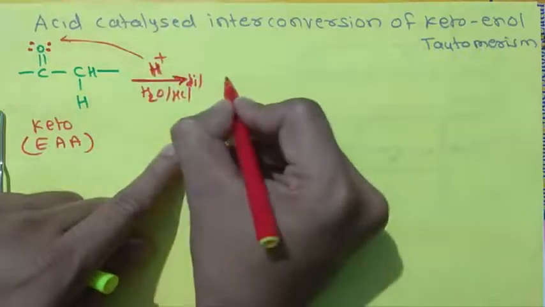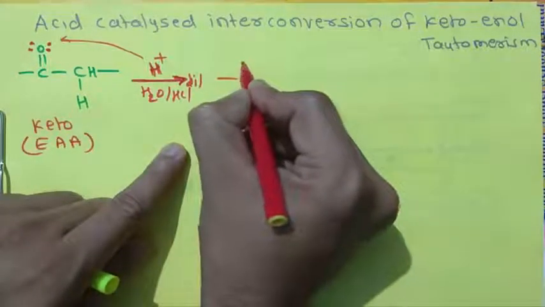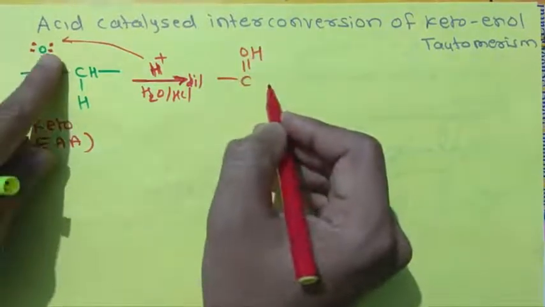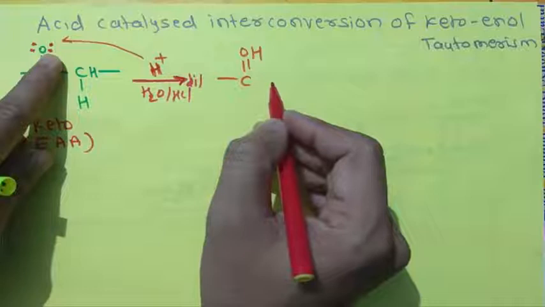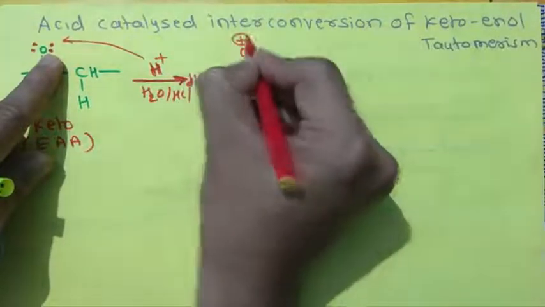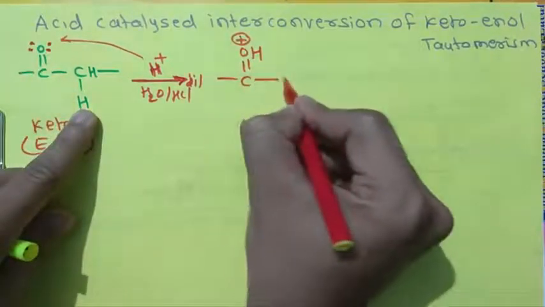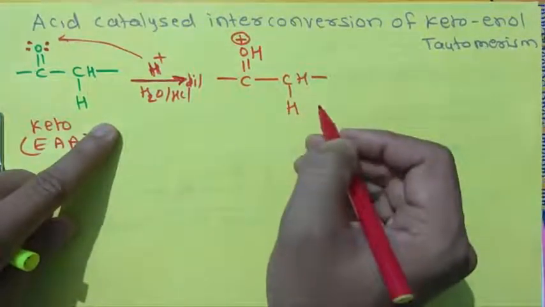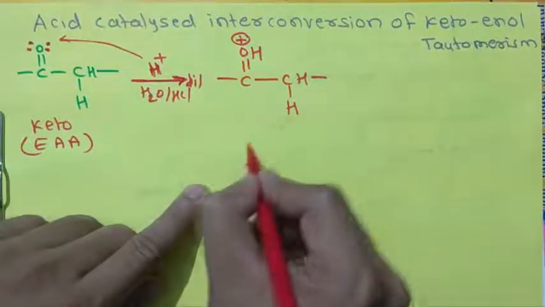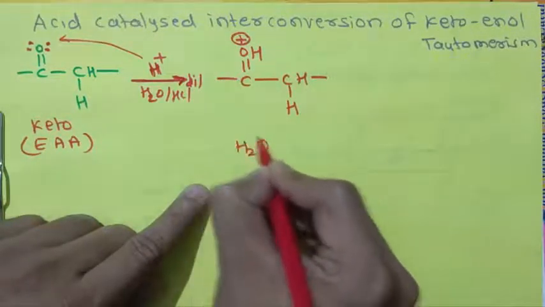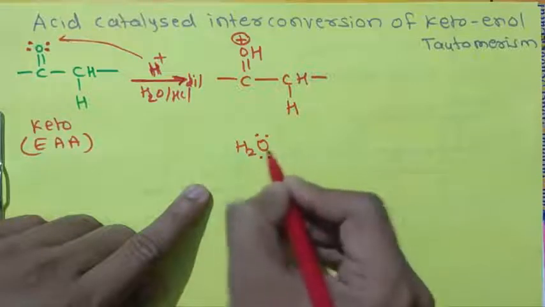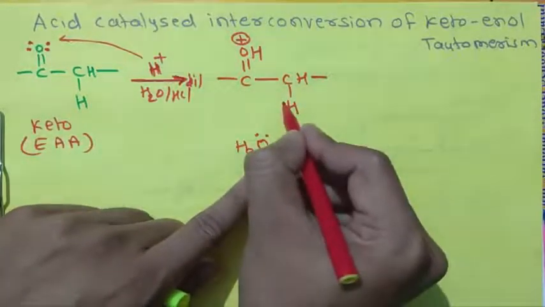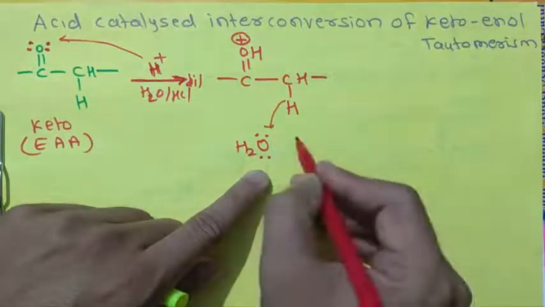What happens here? C double bond O, again H. Here we use the lone pair of the oxygen atom for the formation of the bond, and that is how you write the positive charge on the oxygen atom. Again here C H, and here is the H. Then in the next step, what happens? See the water molecule H2O. The lone pair of electrons on the water molecule can abstract the proton.